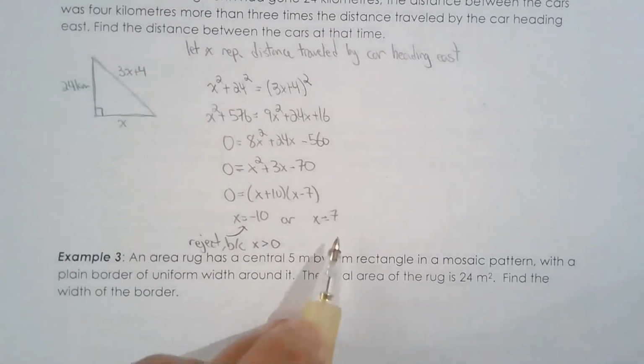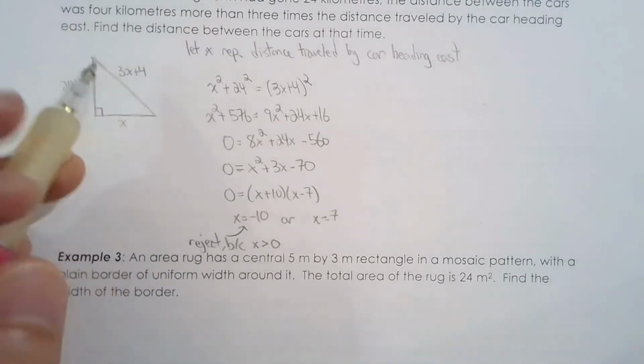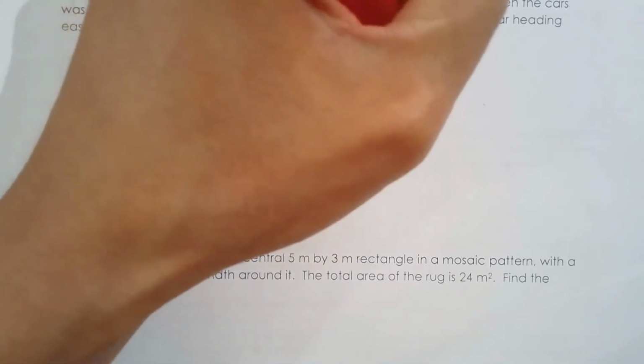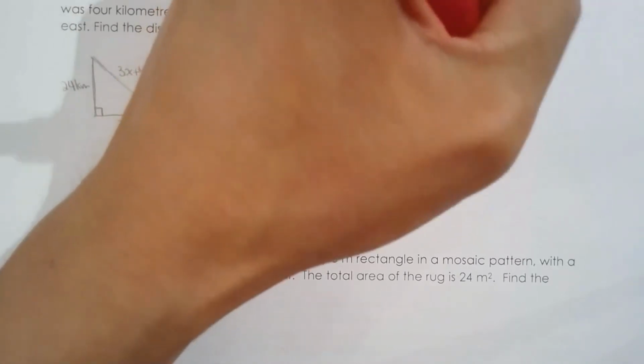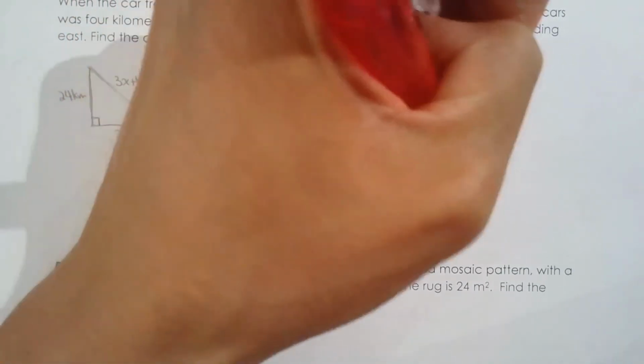Now, if he's gone 7 kilometers, the car going east, what's the distance between the cars? Well, I have an expression here that's going to help me. Distance between cars is triple of 7 and add 4, which is 25. So therefore, the distance between the two cars at that time is 25 kilometers.